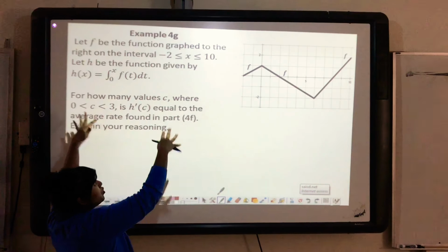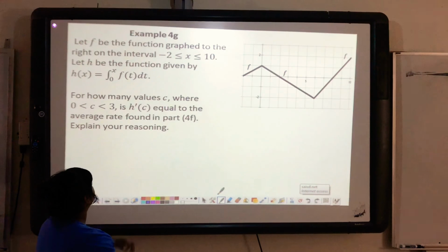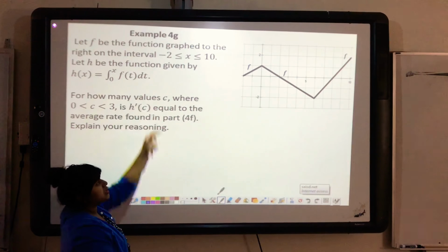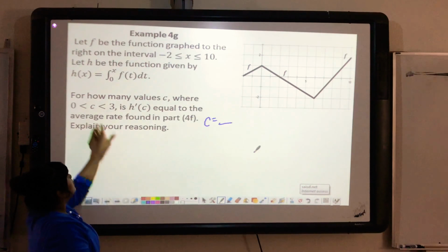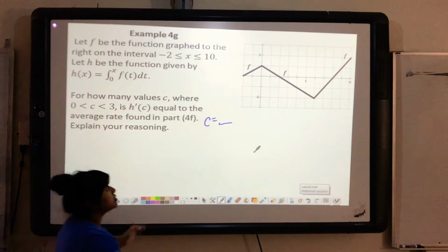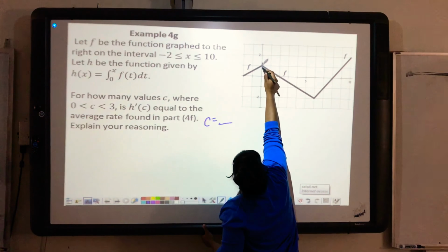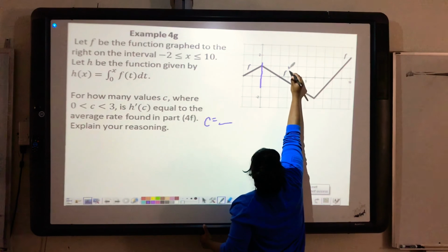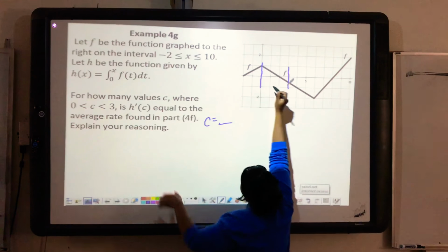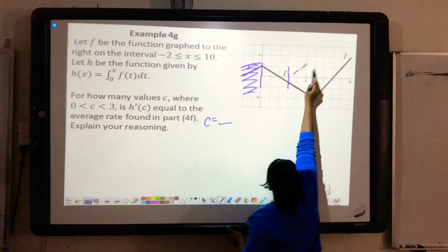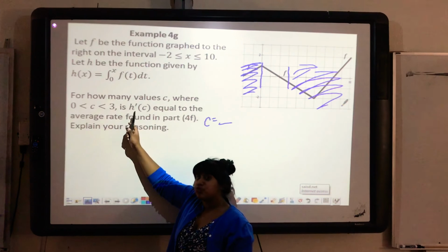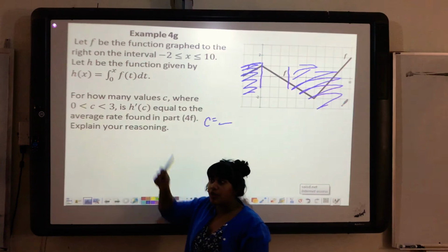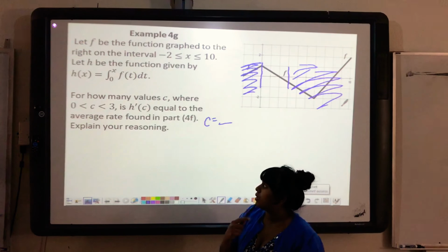Woo, that is a lot more words than we've seen before, so let's break it down. We're looking for how many values of C, so C equals, that's what we're searching for, from the interval 0 to 3, so I'm only looking from 0 to 3. I don't need any other information. Is H prime of C? Whoa, H prime of C. What is that? What do we know H prime of C is?